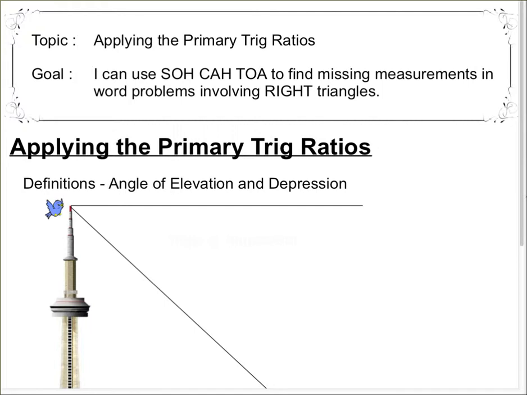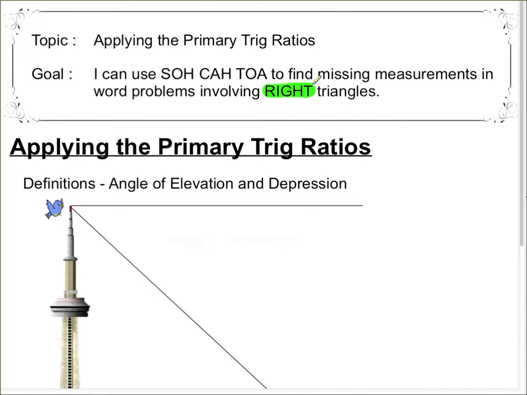Look at our goal today. I can use SOHCAHTOA to find missing measurements in word problems involving right triangles. Oh, look at that. I capitalized it this time. That must mean it's really important. You cannot use the primary trig ratios unless you have a right angle in the triangle. Fortunately, right angles are all over this world because vertical and horizontal meet each other at a right angle. So there's lots of times that we can use the trig ratios to find side lengths and measurements that are not directly measurable, but we may need to know.